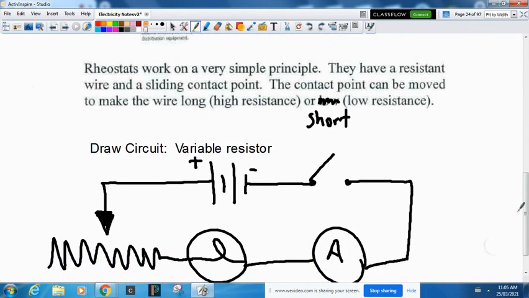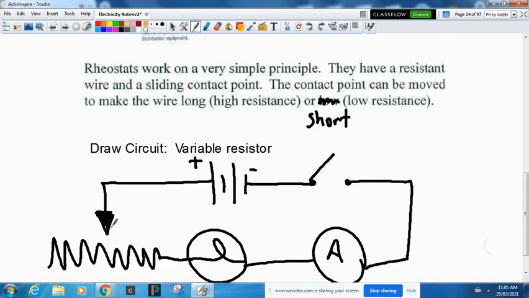In all cases, they work on a very simple principle. They can have a sliding contact point that can change the resistance and therefore speed up or slow down the amount of flow. In this case, you could dim or make the light more bright. And I also have an ammeter in here to measure how much current is flowing. I have a switch that I can turn it on or off.